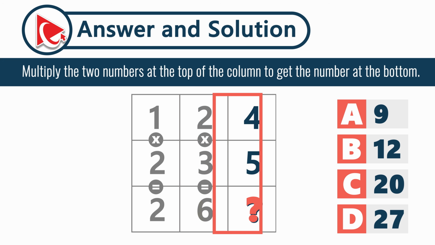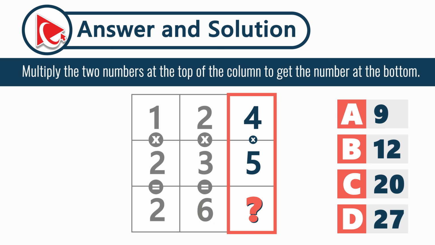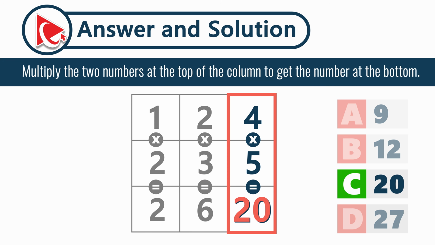And I think you know what the missing number is, don't you? 4 multiplied by 5 equals 20. And the correct answer here is choice C, 20.